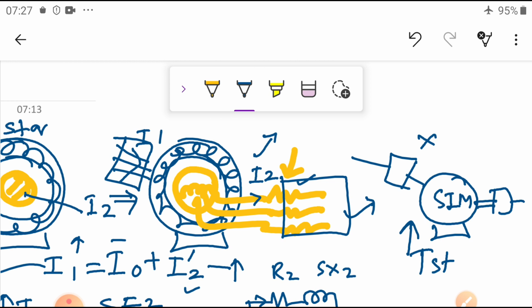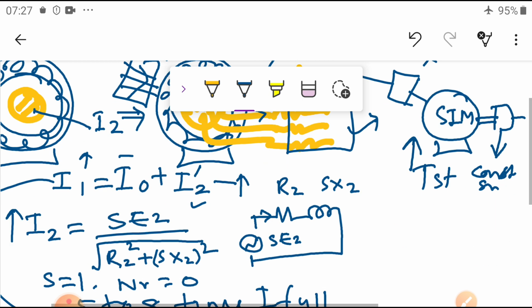At the same time, not only starting torque, it can be used to control the speed also. Speed control we can also do from the rotor side. These are the benefits as compared to the squirrel cage induction motor. Okay, so let us see what this rotor resistance starter consists of.